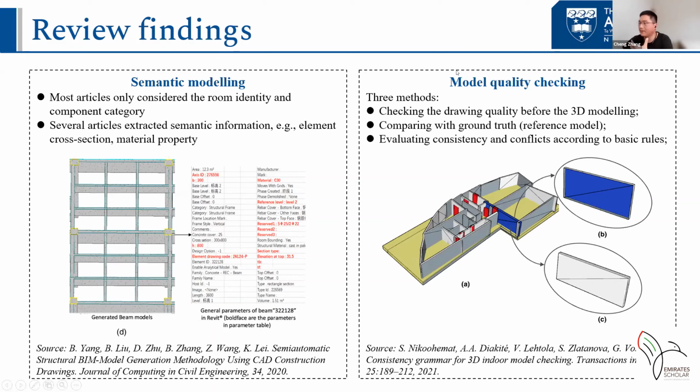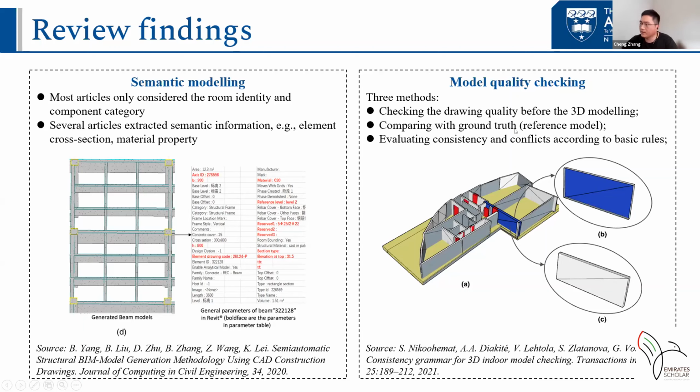So the last aspect is about the model quality checking. Basically, there are three methods. The first one is checking the drawing quality before the 3D modeling. Like there are definitely some errors in the 2D drawings. So we could detect these errors and then correct them to create a more accurate 3D model.